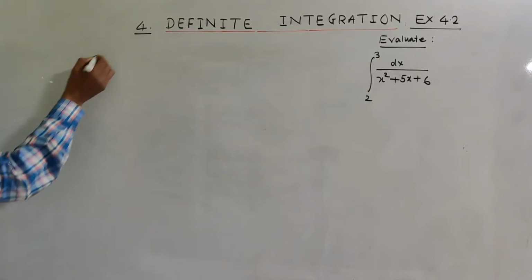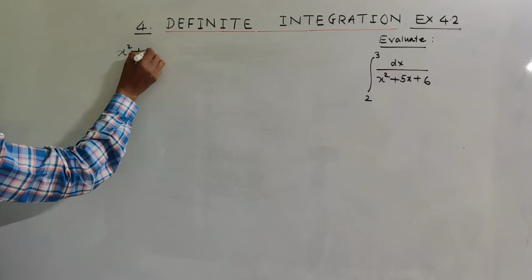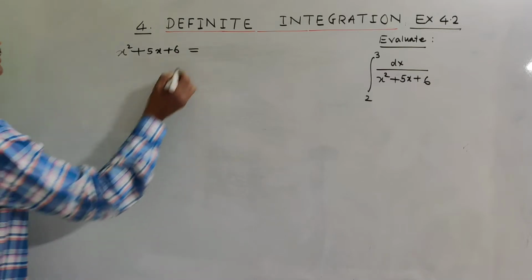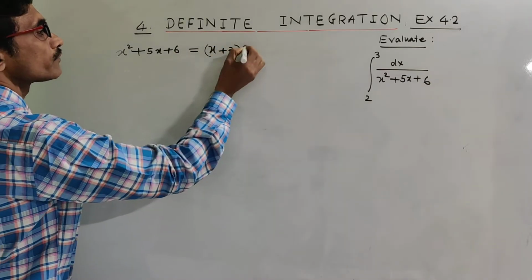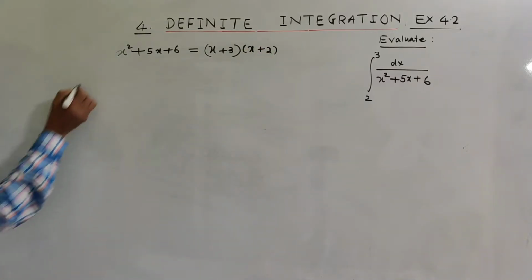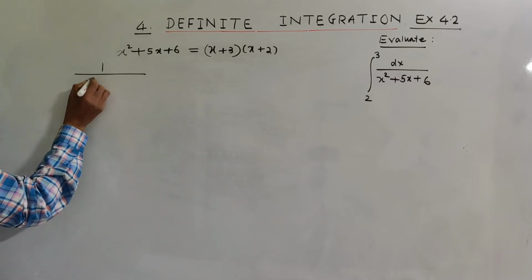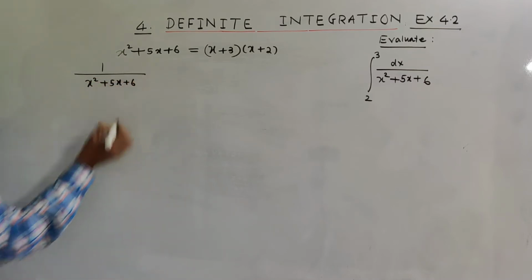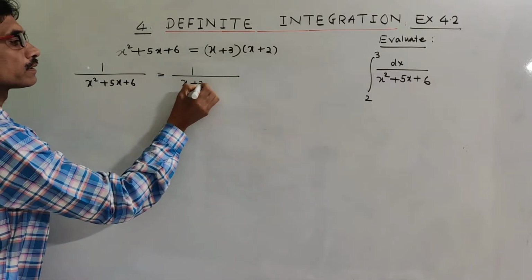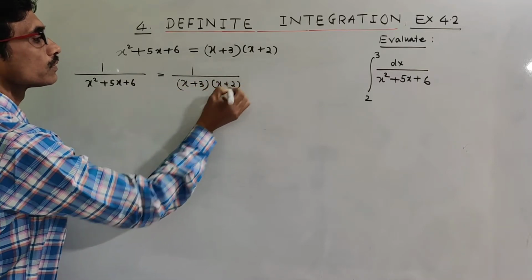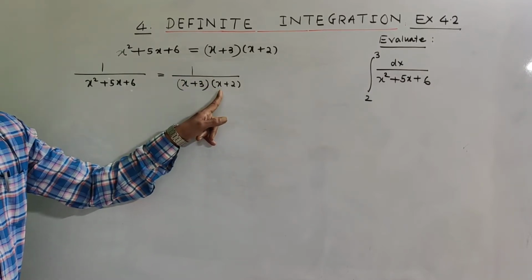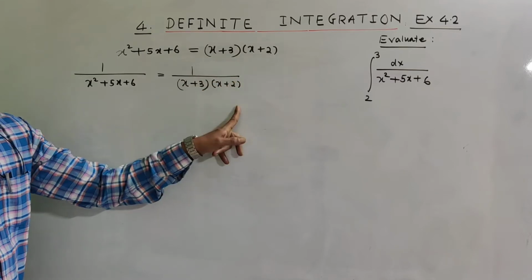First of all, we factorize x square plus 5x plus 6. The factors are x plus 3 and x plus 2. So 1 upon x square plus 5x plus 6 is our integrand. Now we can write this as 1 upon x plus 3 into x plus 2. Partial fractions are a upon x plus 3 plus b upon x plus 2.